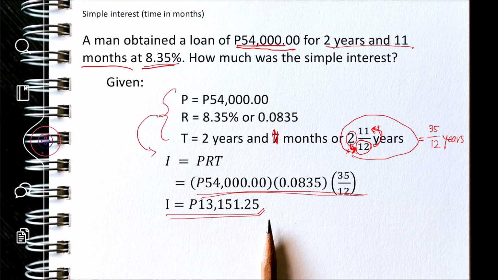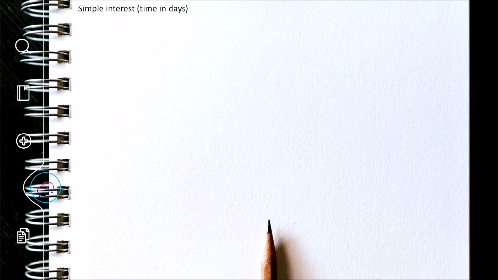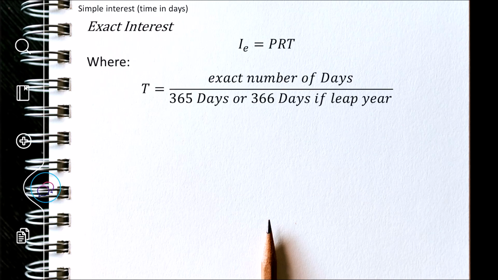Ayan. Tignan niyo po ito. Yung kanina una natin na simple interest is yung for year, yung time natin in terms of year. Tapos yung pangalawang example natin, yung time niya in terms of months. Ngayon naman po, in days. Medyo komplikado po ito ng kaunti. Pero tignan po natin mabuti.